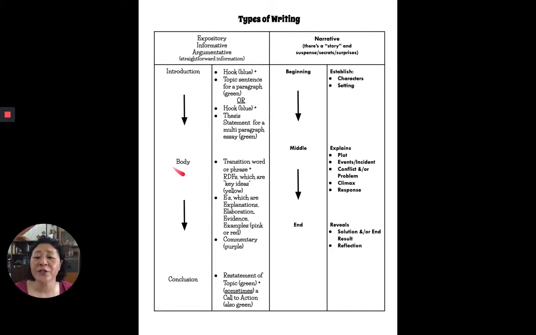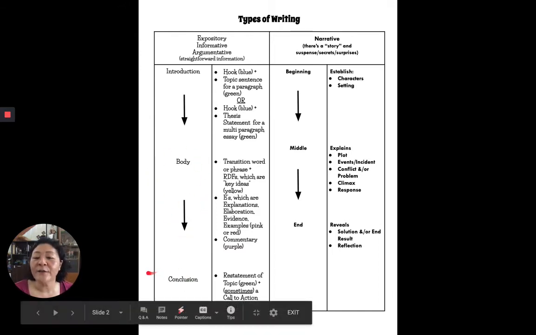After the introduction, you'll have the body of your writing. And in the body, you will include a transition word or phrase, plus a RDF, which are key ideas. And we will color code that in yellow, and I will get to that in the next few slides. You will also have E's, which are explanations, elaboration, evidence, and examples. And those are color coded pink or red. And you will also have commentary, which is purple. And that's all part of the body of your writing.